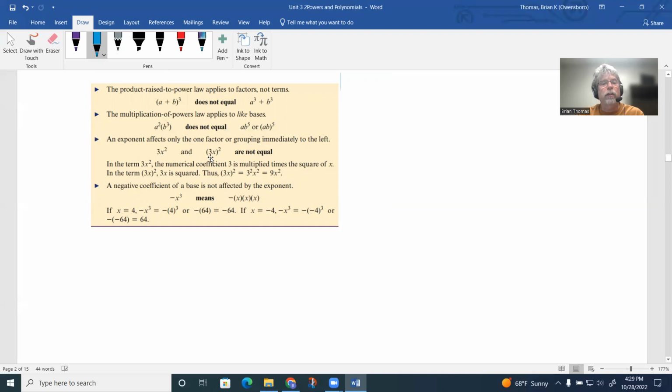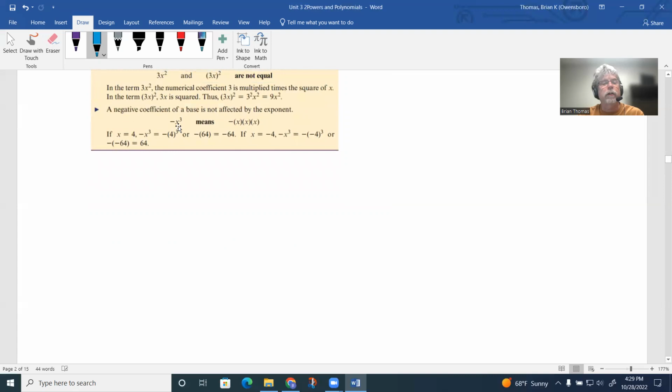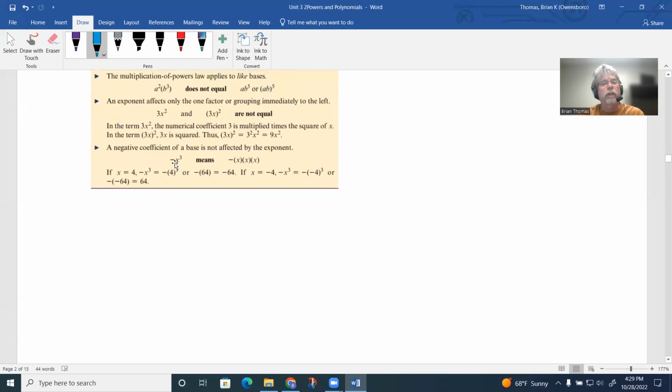Also, 3x squared and the quantity (3x) squared: notice how this 3x is in parentheses. These do not mean the same thing. This actually represents 9x squared. So these are not equal. And similarly, if the coefficient's a negative, that actually means the opposite of x cubed. This really means 1 negative and 3 x's, so don't get that confused. If I had (negative x) cubed, that would be 3 negative x's, and that would still end up being negative x cubed.